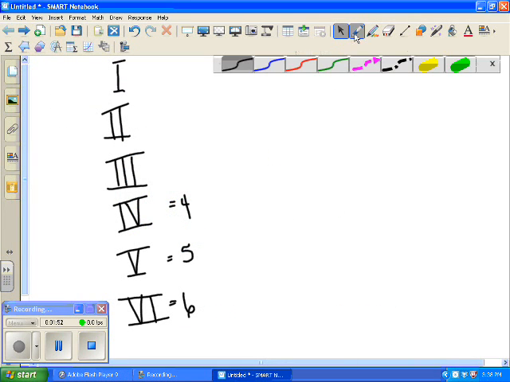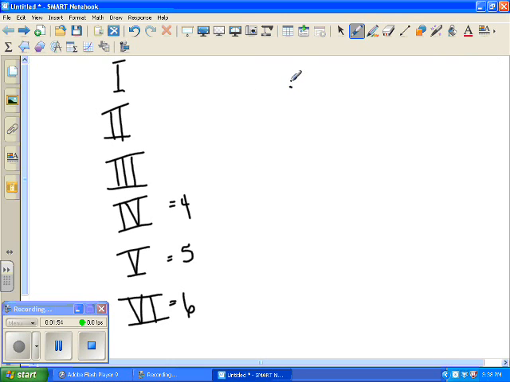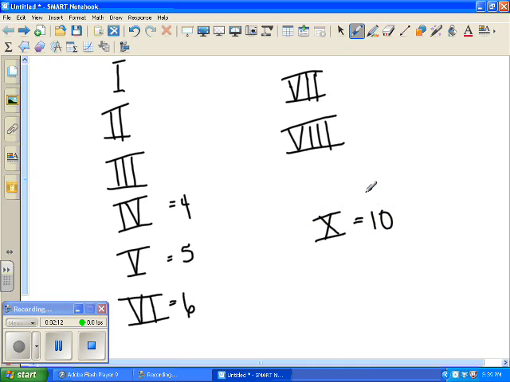Okay, I'm going to keep going. 7, you take 5 and add 2 more marks to it. And here's 8. But things start getting a little bit different when you get up to this level, okay? I'm going to show you that this is 10. Can you figure out what 9 should be? And it's not the 5 with 4 marks. It's not that. Ta-da! It's the mark for 10 with 1 before it, so that means minus 1. Okay?